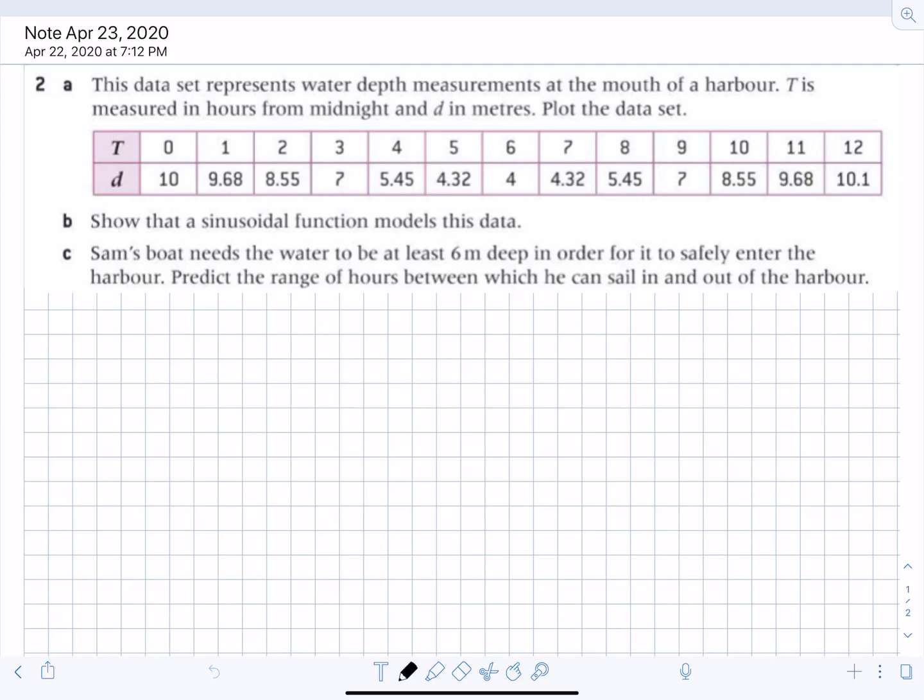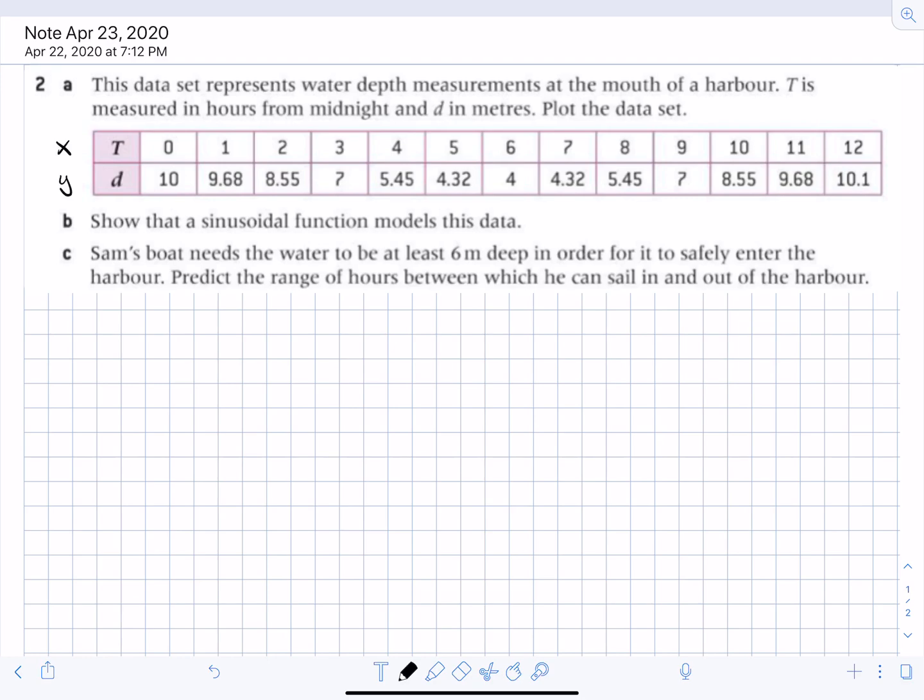Okay, so they've got this data here for you, and first they want you to plot the data set. Now you can do this on your calculator, but in a sense it's kind of pointless because you're going to have to do it on paper to show them. So what you do is you take a look at what your x is and what your y is. In this case, time is going to be on the x-axis and this is going to be on your y-axis.